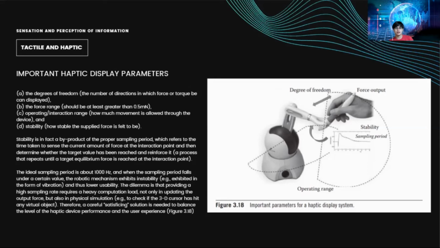Okay, so for example, exhibited in the form of vibration, and thus lower usability. So the dilemma is that providing a high sampling rate requires a heavy computation load, not only in updating the output force, but also physical stimulation. So for example, that would be to check if the 3D cursor has hit any virtual object. Therefore, a careful, satisfying solution is needed to balance the level of the haptic device performance and the user experience. So this is the sample illustration for that one.